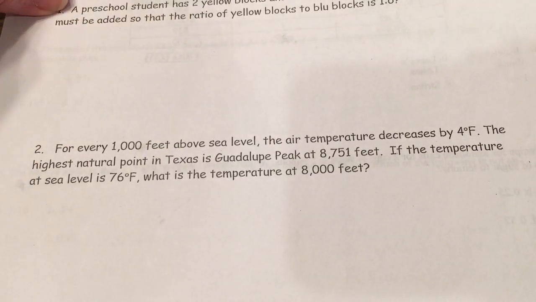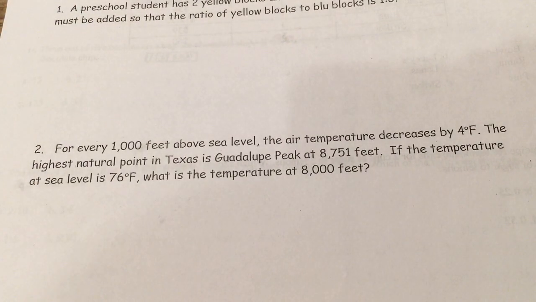Number 2. For every 1,000 feet above sea level, the air temperature decreases by 4 degrees Fahrenheit. The highest natural point in Texas is Guadalupe Peak at 8,751 feet. If the temperature at sea level is 76 degrees Fahrenheit, what is the temperature at 8,000 feet?